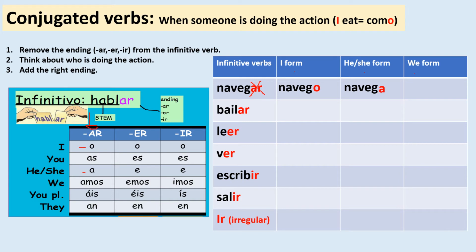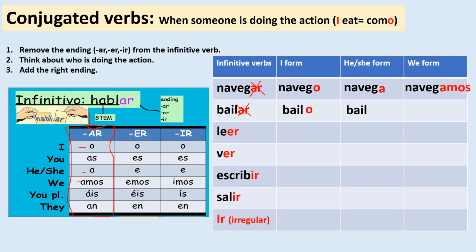Let's do the same for the we form. So I remove the ending of the verb navegar, and I'm left with naveg. Then I go to the AR column, and I add the we form ending, which is amos. So navegamos. Let's do bailar. Right, so I first start removing the AR, and I am left with bail. I am in the same column because it's another verb ending in AR. So I get the ending for the I form, which you know is O, so bailo.